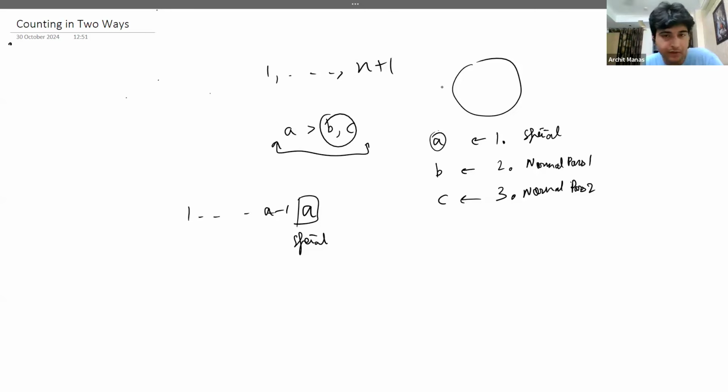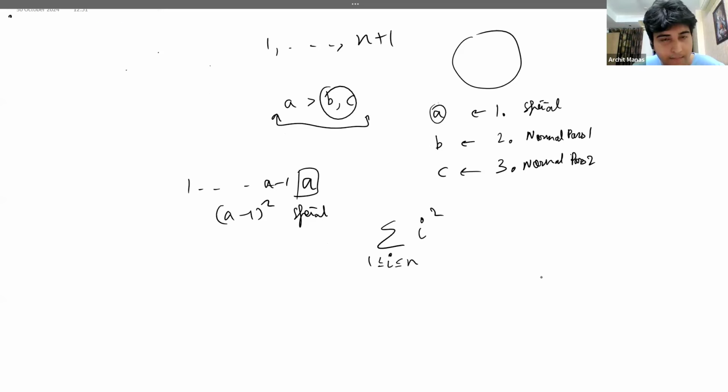And so if you just iterate over the possibilities for the person who gets the special pass, you'll just get an answer of the sum of i squared. This is what you get on the one hand. Now a lot of you would know that this evaluates to a polynomial in n, but let's try to arrive at that polynomial in a different way and thus display the power of double counting, so to say.